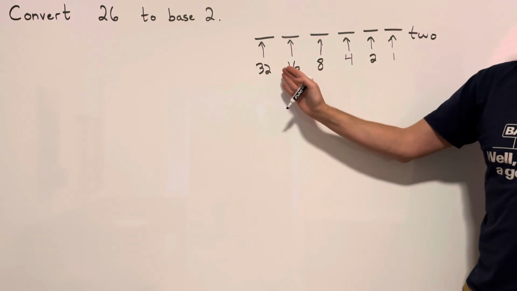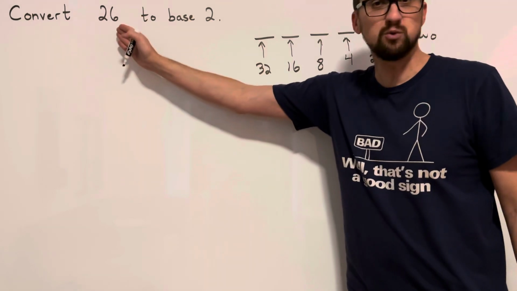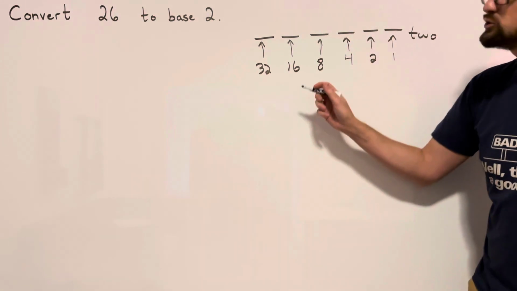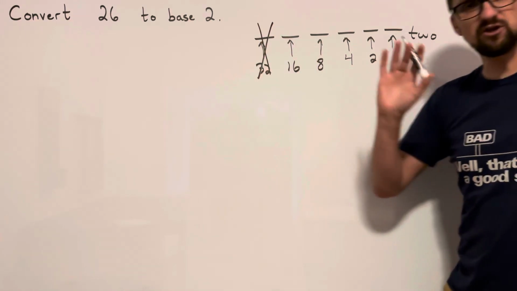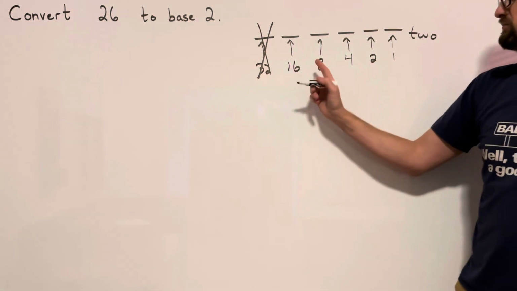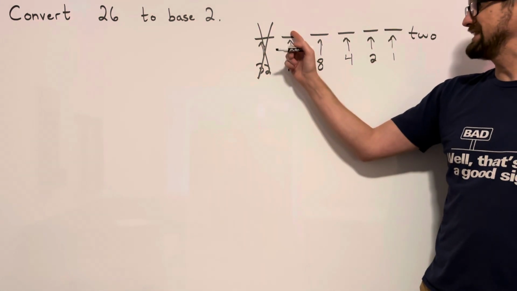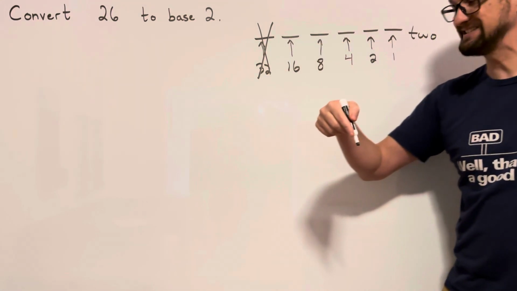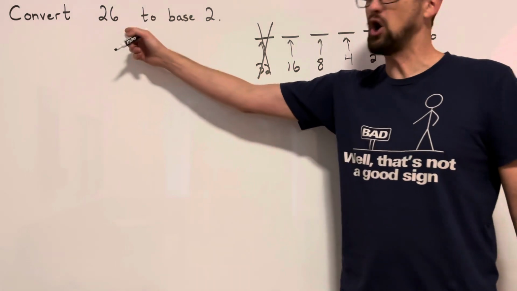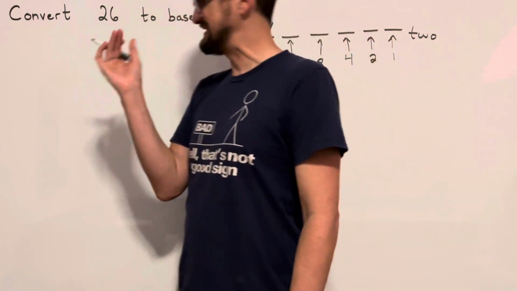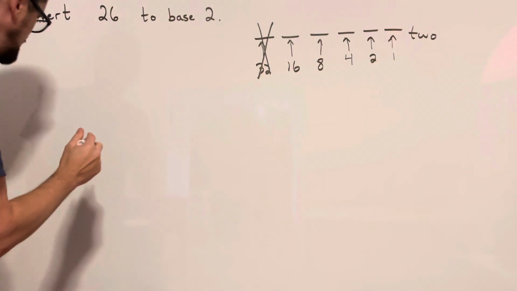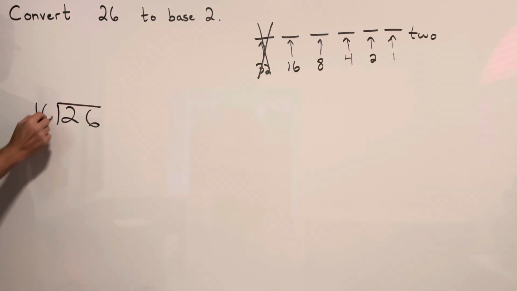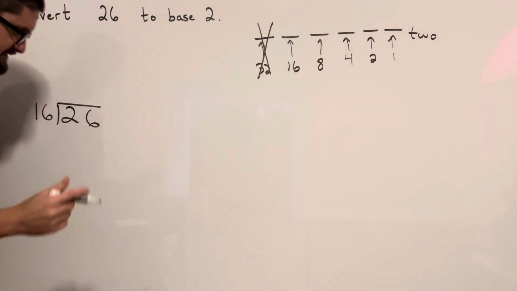But we can stop here with this one because if you look at 26, it doesn't have any groups of 32 in it. 32 is too high. So we don't have to go that high. We're going to start with this spot right here. We need to figure out how many 16s, how many groups of 16 are in 26. And we can do that by dividing. If we take 26 and divide by 16, there's 1 16.